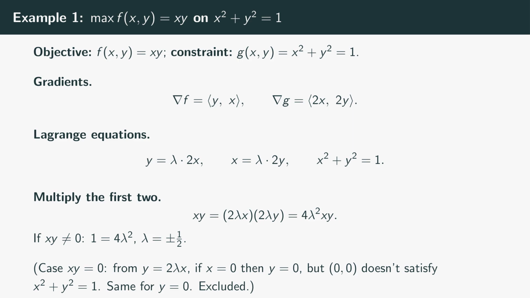We should also check the excluded case xy equals 0. If x equals 0, then from y equals 2 lambda x we get y equals 0 too, and the point (0, 0) doesn't satisfy the constraint x squared plus y squared equals 1. Same with y equals 0. So the xy equals 0 case contributes no candidates. The only solutions come from lambda equals plus or minus 1/2.